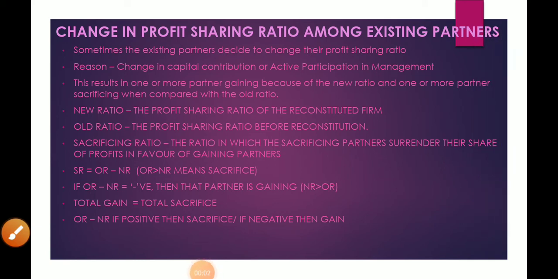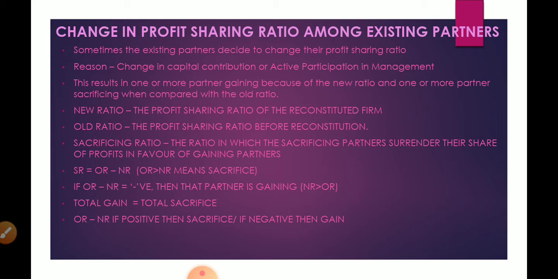Hello students, in today's video we will see change in profit sharing ratio among existing partners. We will see the calculation of sacrificing ratio or gaining ratio. Now I have already explained in my previous videos what is change in profit sharing ratio among existing partners.